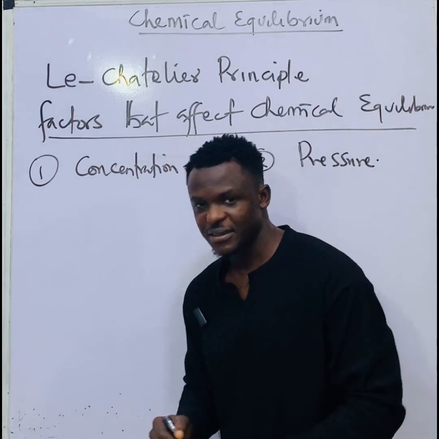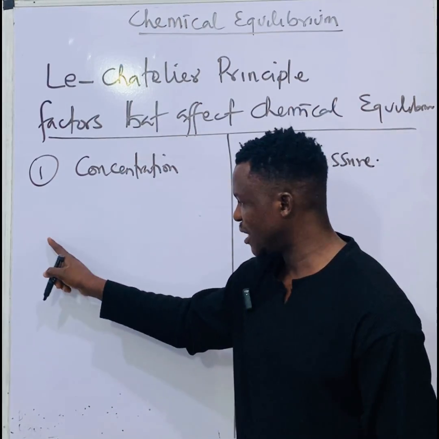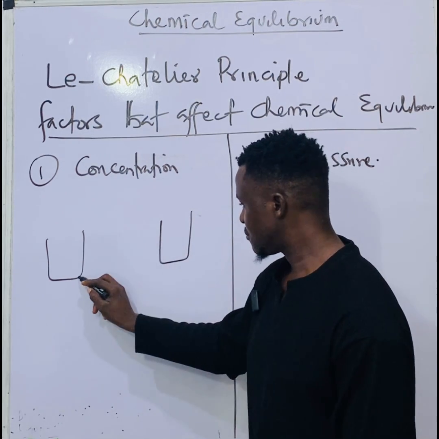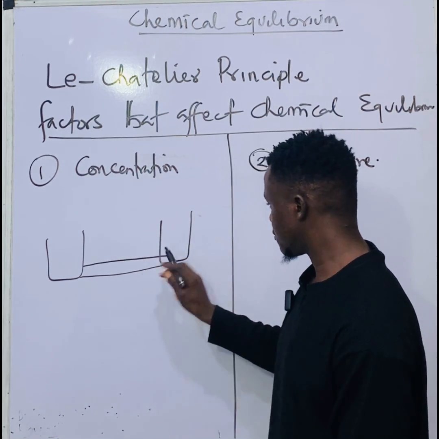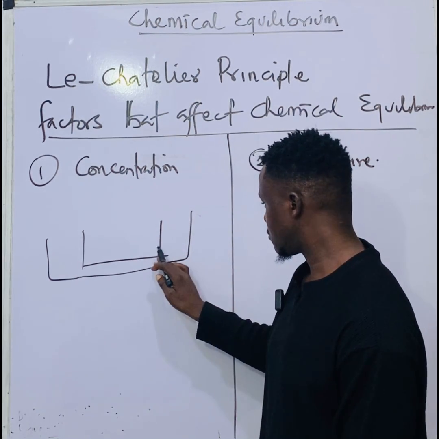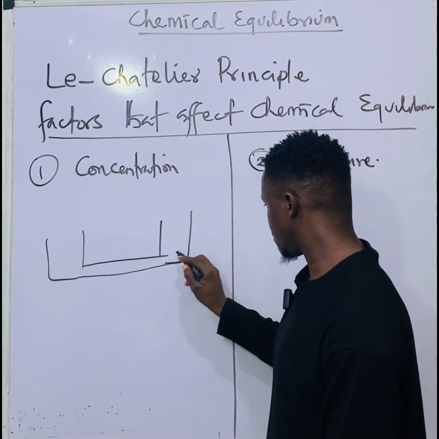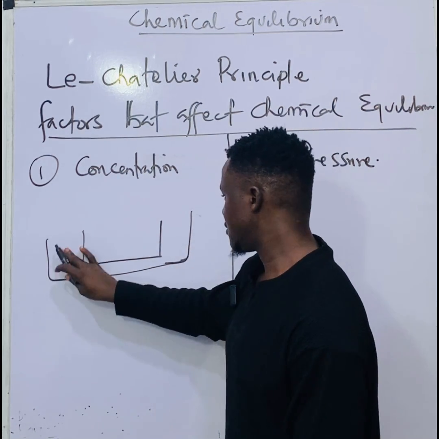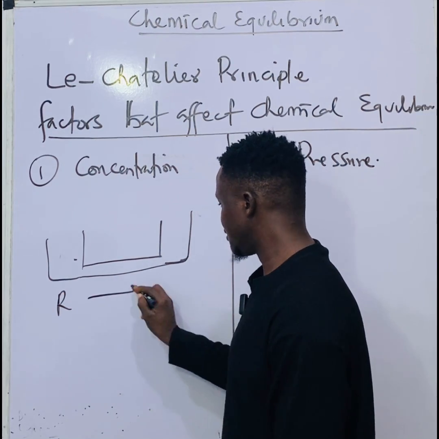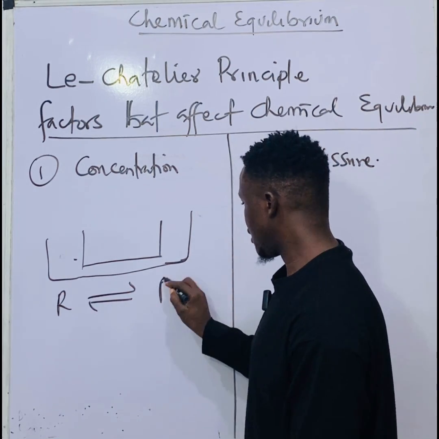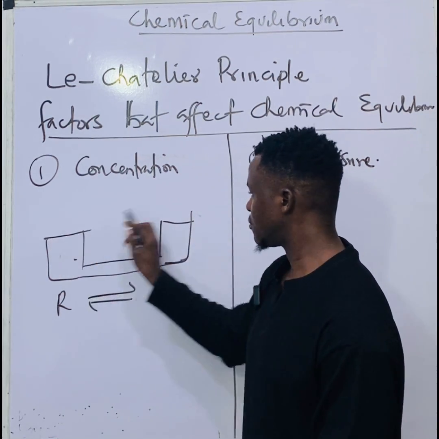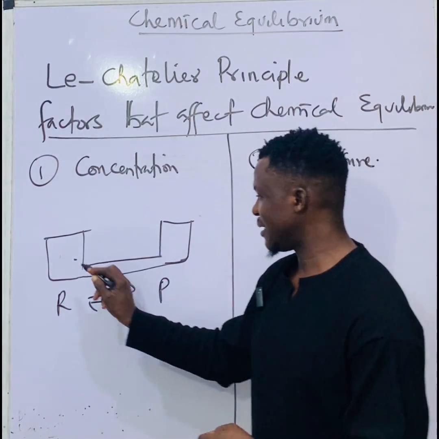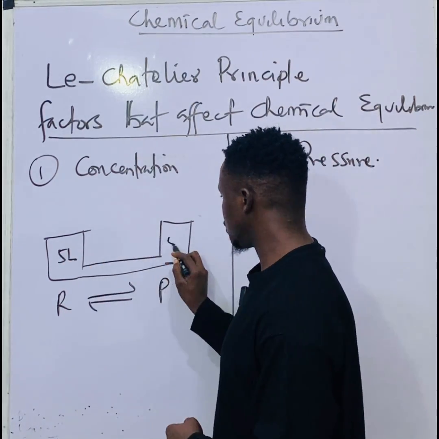So let me summarize this. Remember the explanation I gave earlier? Imagine I have something like this. Let's call this one the reactant, and let's call this one the product. Class, look up. What this simply means is that if I have 5 liters here, there will also be 5 liters here.